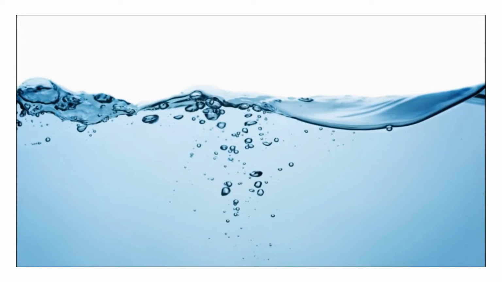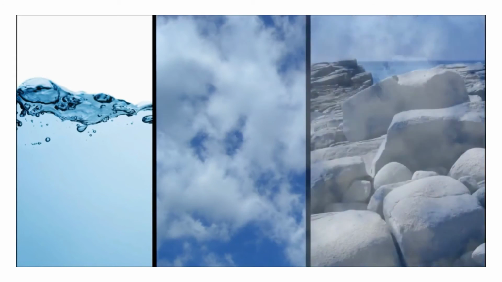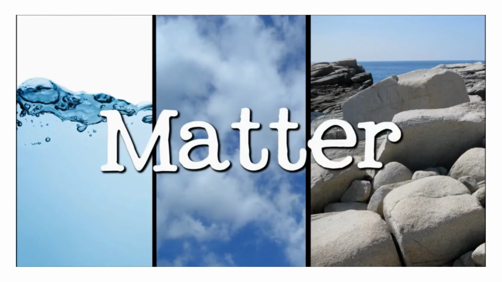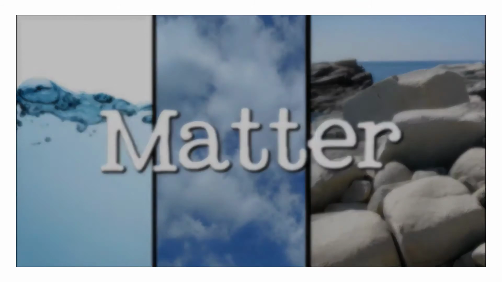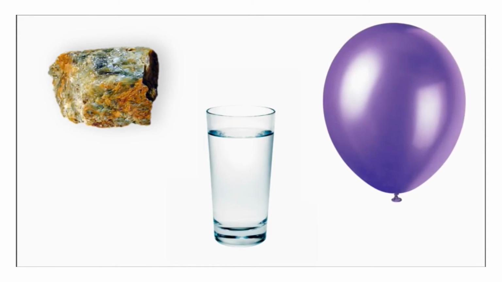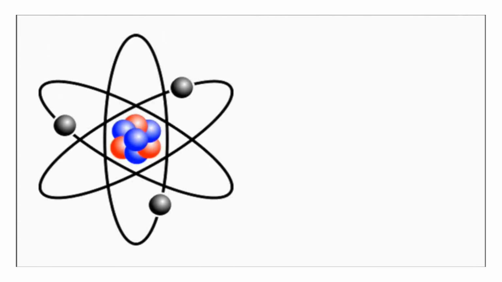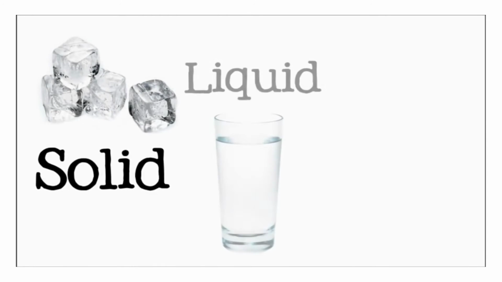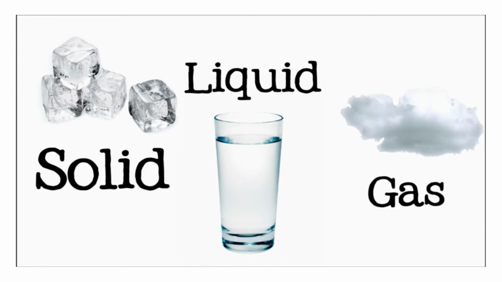Do you know what water, air, and rocks all have in common? They are made of matter. Matter is something that takes up space. Now, you might be wondering why they all look so different if they are made of the same thing. But the truth is that everything around you is made of matter, just in different shapes and forms. Matter is made of tiny particles called atoms. Matter can be grouped into 3 main states: solid, liquid, or gas.